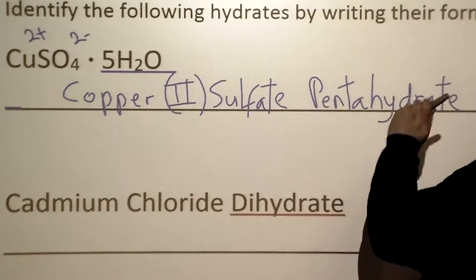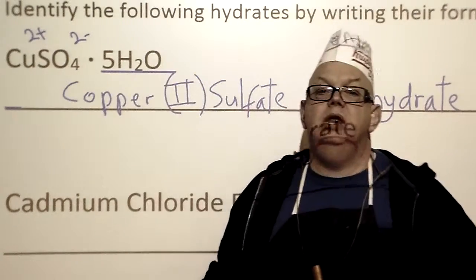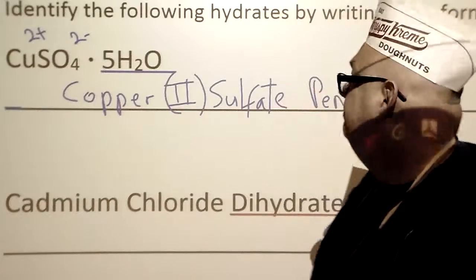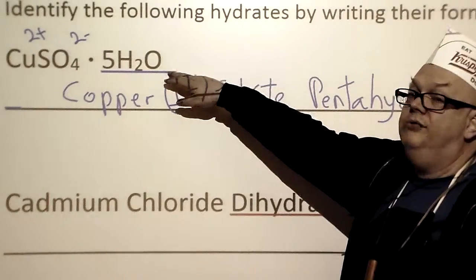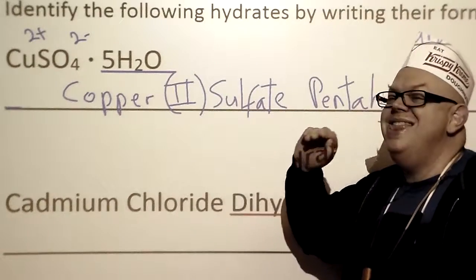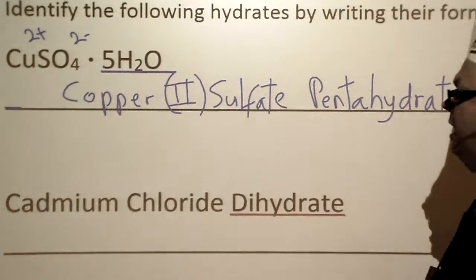Copper 2 sulfate pentahydrate, because penta meaning 5, hydrate meaning water. Okay? Let's take a look at another one. So here you had a formula. Here you're given the name of the actual compound. So let's break it down.